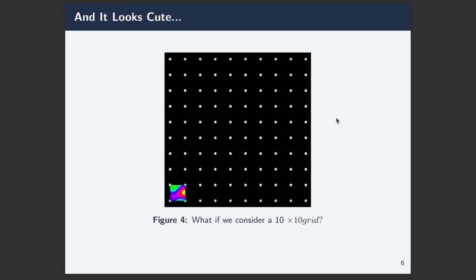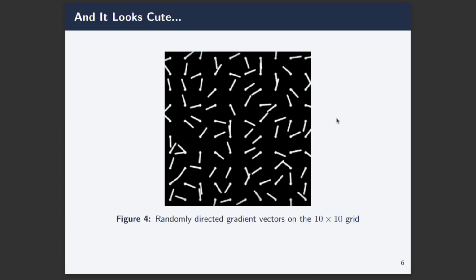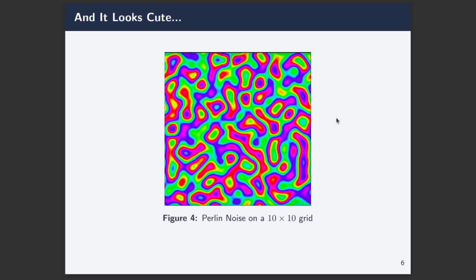And why should we be confined to a 1 by 1 grid? Let's expand it to a longer grid, right? So if we expand it to a 10 by 10 grid, and we have randomly generated gradient vectors for each of the points in this 10 by 10 grid, finally what we have is a smooth and visually attractive noise like this. So that was all about Perlin noise.